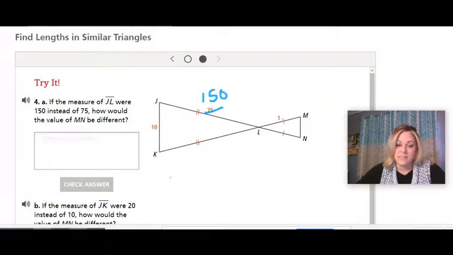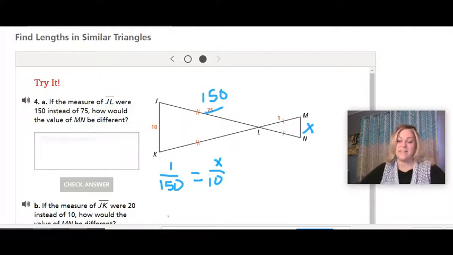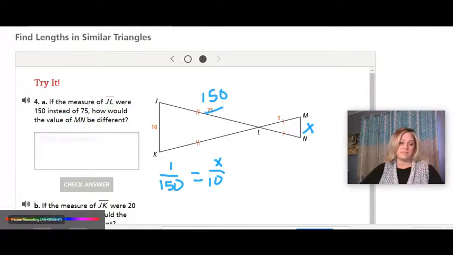Set it up, they're still similar. 1 compared to 150, so small to big, equals x to 10. And you're still going to solve for that x, and you can say how it is. How is it different? How much more different is it? Like, is there a scale factor of those?